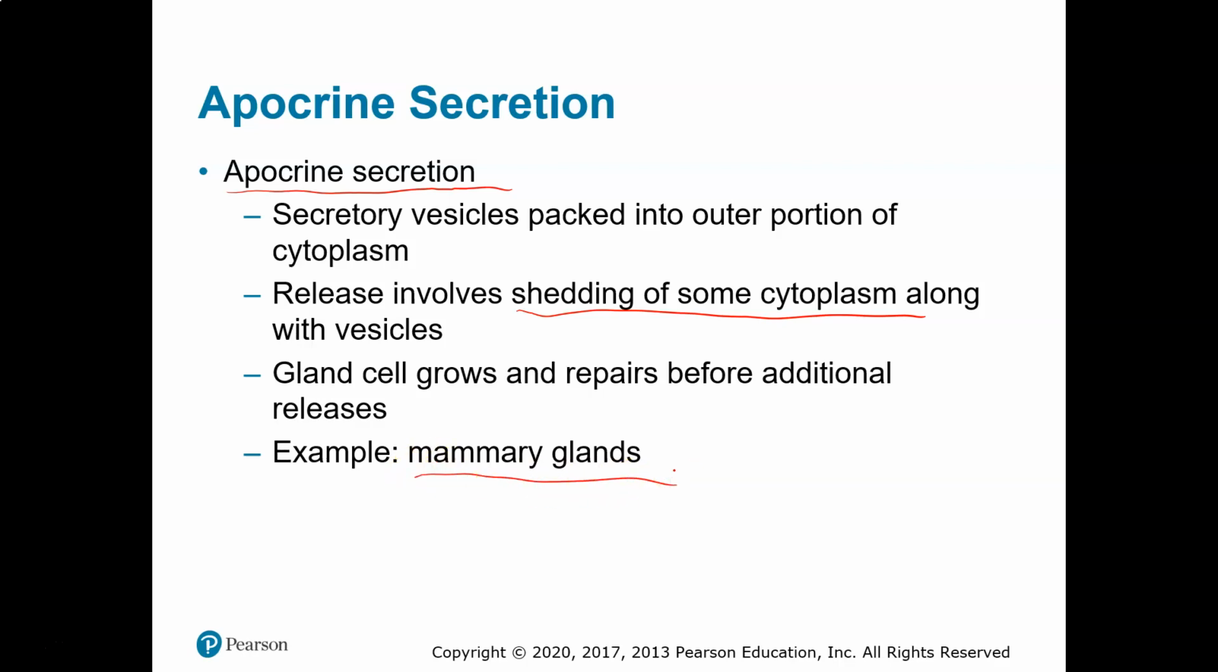Sweat glands. There are some sweat glands that release merocrine sweat, which is watery, and then other sweat glands, like under our armpits and in the groin area, release an odorous, thicker, sweaty secretion, and that is an apocrine sweat.